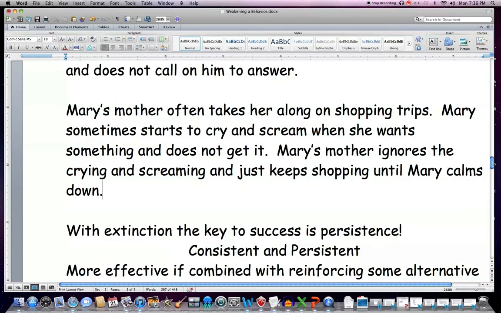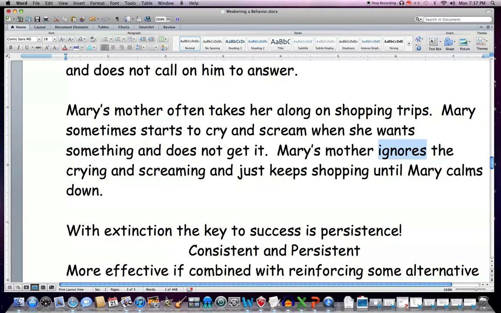This is not easy, but obviously we can see the cry and scream when she wants something and doesn't get it. That's our undesired behavior. And ignoring, that's our removal of reinforcement. Okay? You can see where this is just basically taking away that which would reinforce it. If she gives her whatever she wants or gives her attention, then she's reinforcing the behavior. But in this case, she's taking it away. Okay? And it's not easy to do something like this.